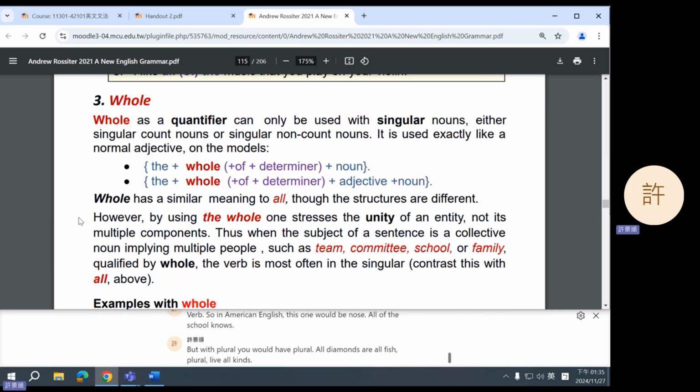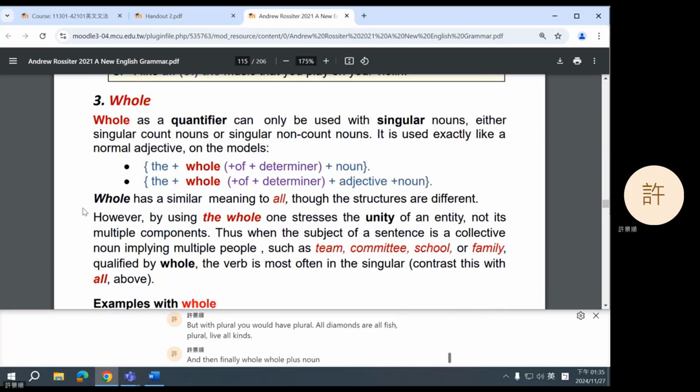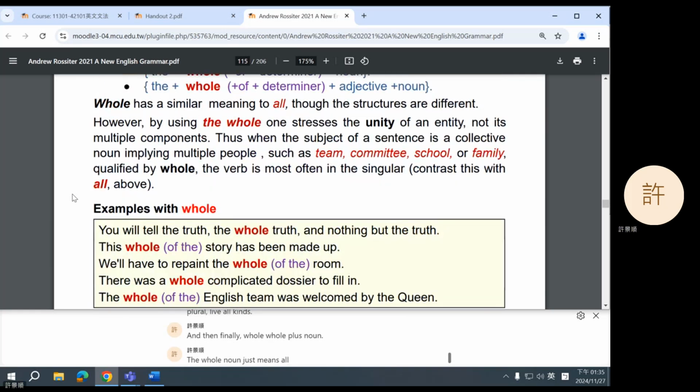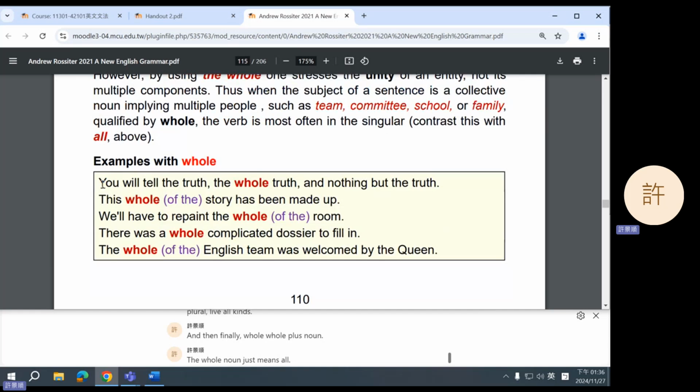And then finally, whole. Whole plus noun. The whole noun just means all. The most famous example, you will tell the truth, the whole truth, and nothing but the truth. This whole story, which means this entire story, all of the story has been made up. You can add of the if you want. It doesn't change the meaning, but it's less common.